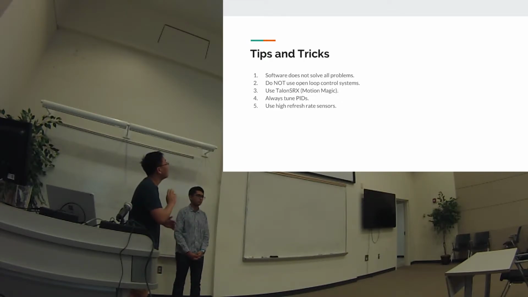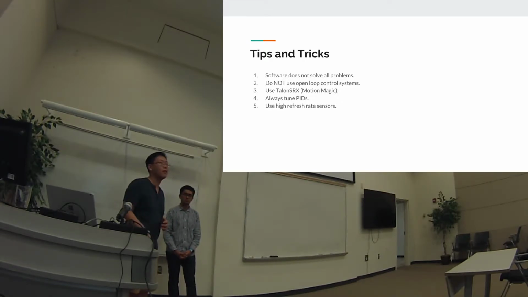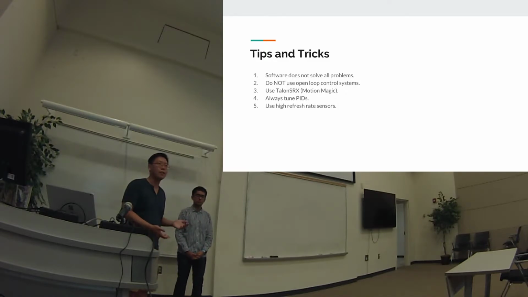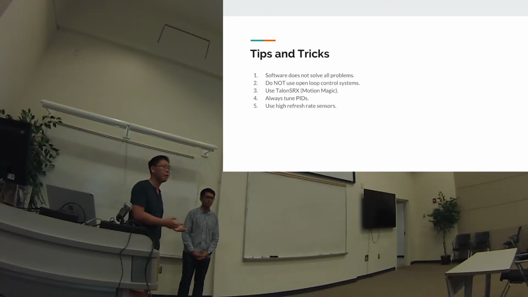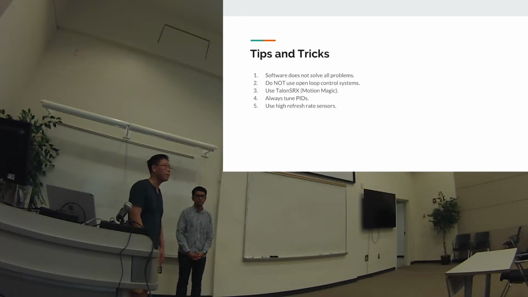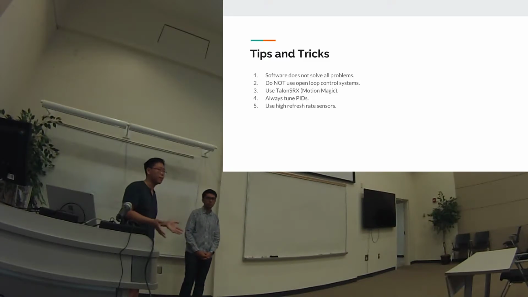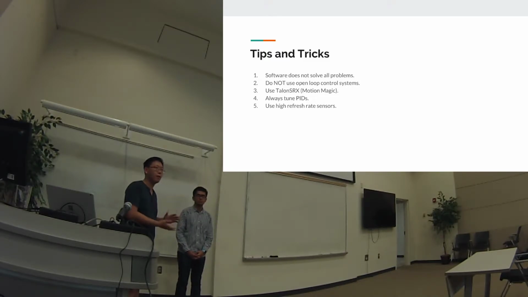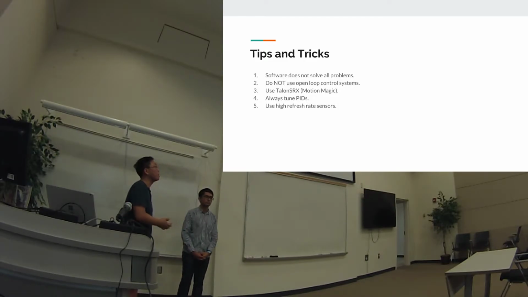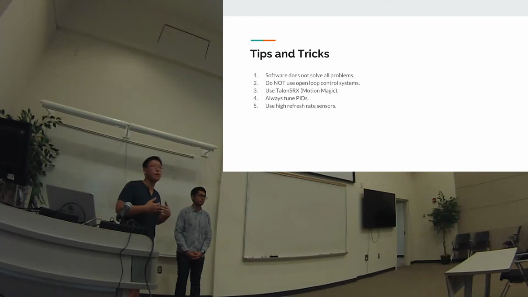Then we don't recommend you use open loop systems. I think it's pretty obvious why you wouldn't, just because it's not repeatable. And then we do recommend you use the Talon SRX. You can do all of the stuff we mentioned by writing your own code, but the Talon SRX is pretty much developed for you, and you can really use that in improving your robot's performance, and you can focus on practicing rather than working out bugs.